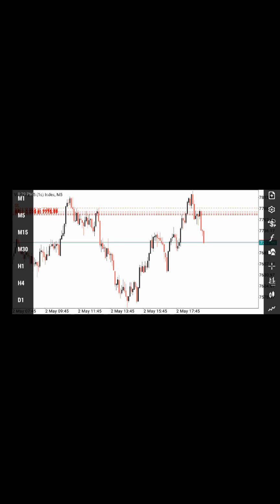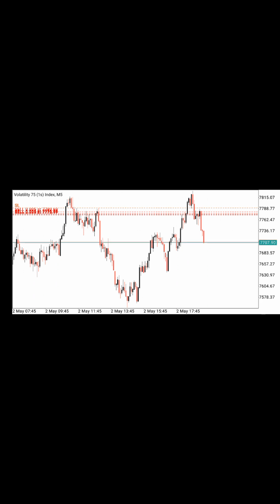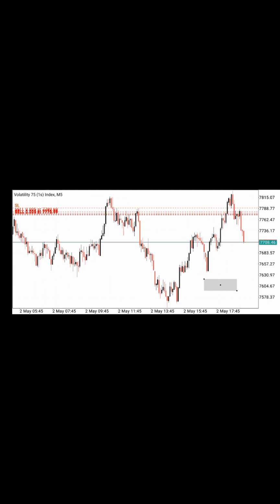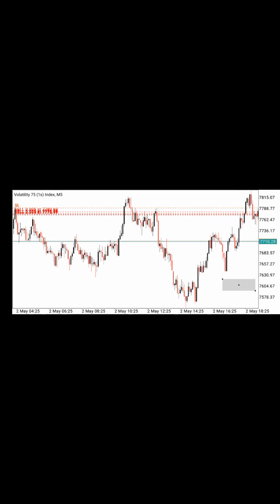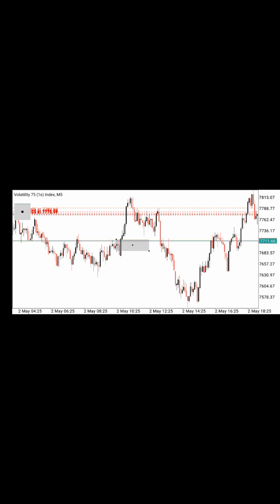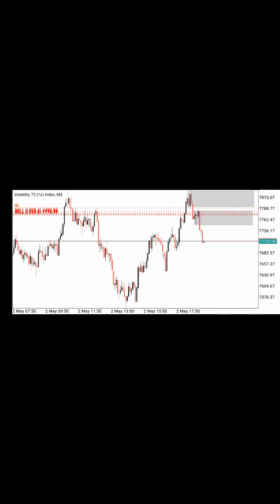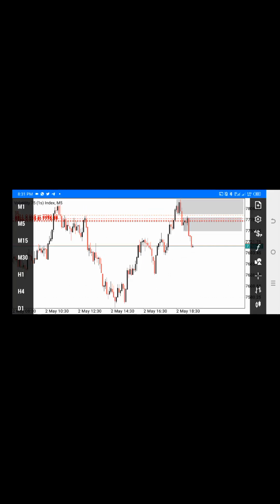Since my arrow decided not to show, I'm going to be using my rectangle. So this is a downtrend now. For this uptrend, this last selling candle is my order flow here. Look at this, this is my order flow here, right? It is from this order flow that I'm going to be looking for my entry.